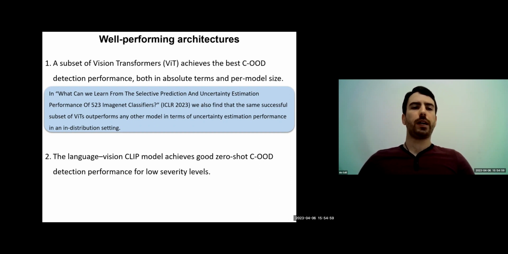Another well-performing architecture is the language-vision model CLIP, which achieves good zero-shot detection performance. This means CLIP could be used as a zero-shot detection algorithm, allowing the user to change the definition of which classes are considered ID in a flexible manner without the need to retrain the detector.